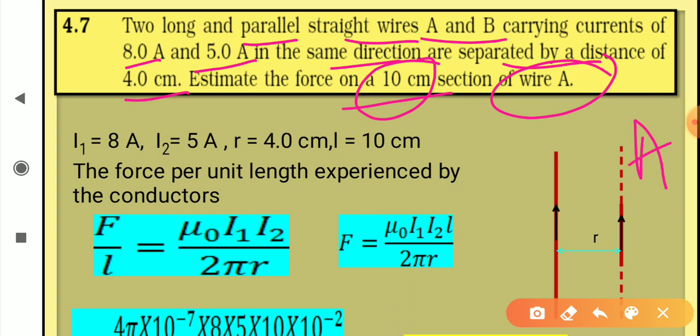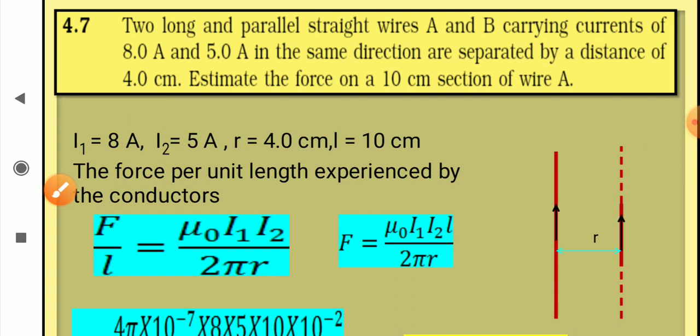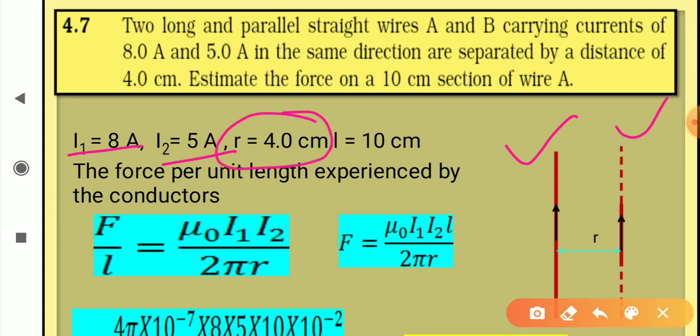Okay, so here we are given two long wires, that means we can treat them as infinitely long straight wires carrying current I1 as 8 ampere, I2 as 5 ampere, and the distance between them is 4 centimeter, and the length on which we want to find out force is 10 centimeter. So the force per unit length experienced by the conductors.